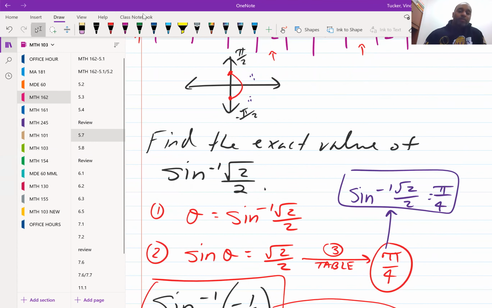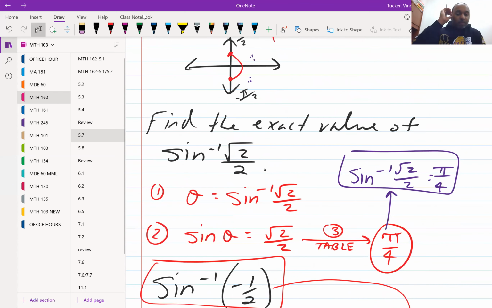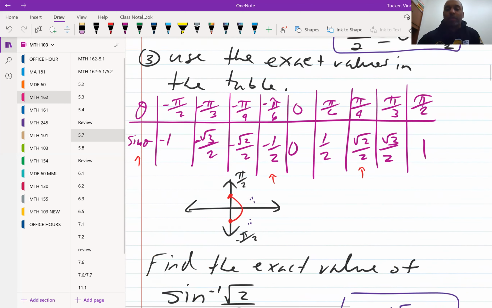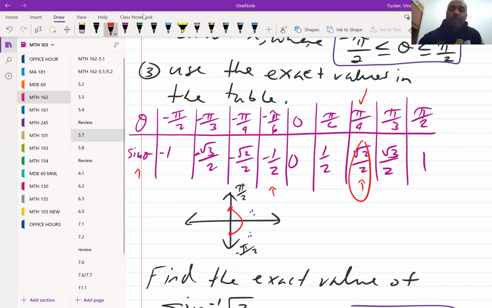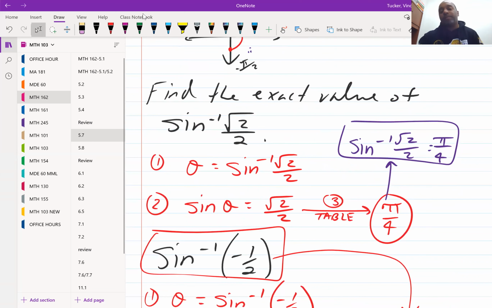Once again, we're just following the flow here, what they told us. Then step 3, we can go to the table and we look for square root of 2 over 2. And we see that that's pi over 4. And that's our answer. So sine inverse of square root of 2 over 2 is equal to pi over 4.